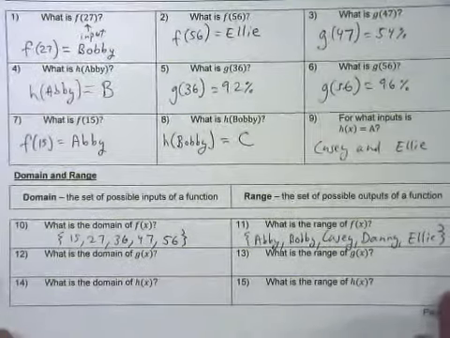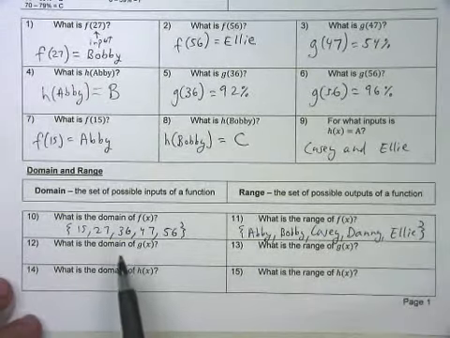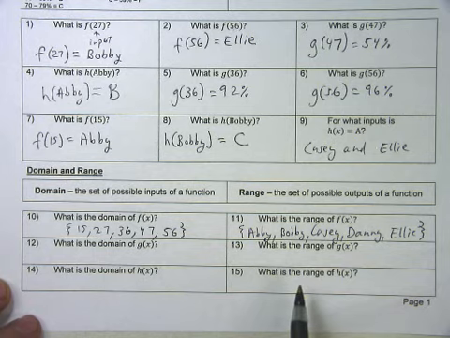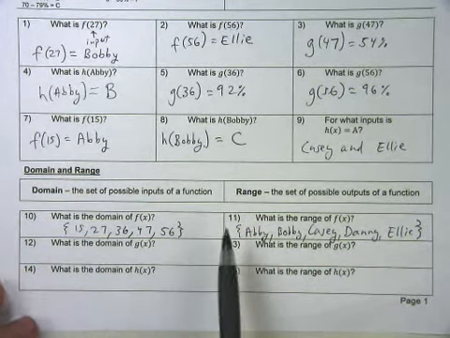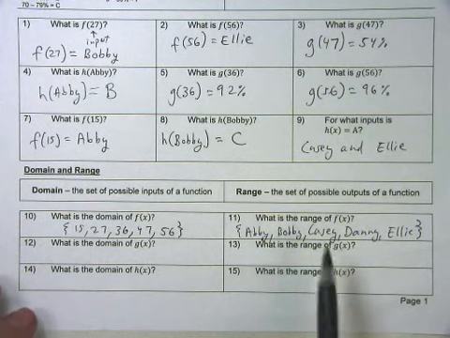All right, I want you to pause and see if you can fill out the rest. You're going to figure out the domain for g of x and the range of g of x, and same thing for h of x, the domain of h of x and the range of h of x. Domain, again, is the set of possible inputs. Range is the set of possible outputs. So pause and do that.